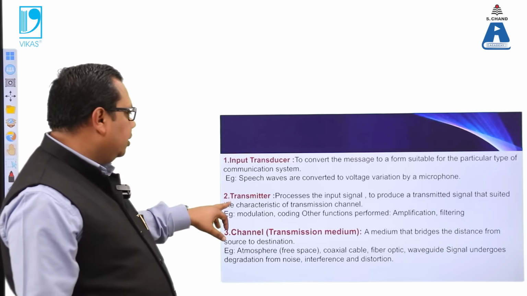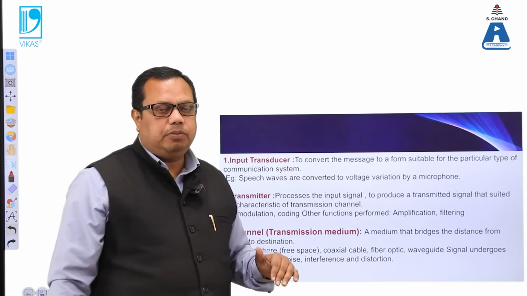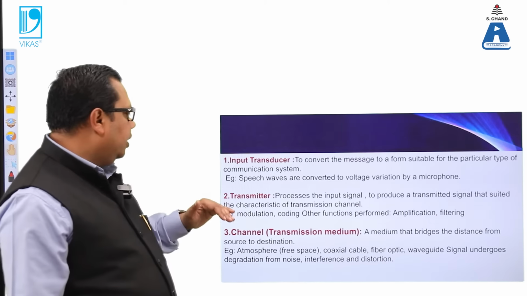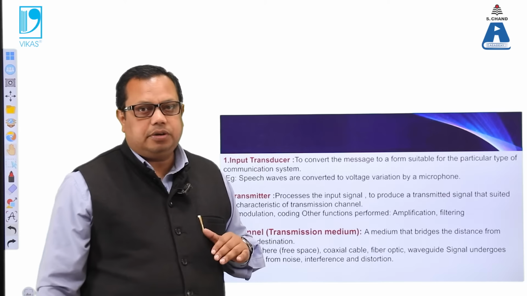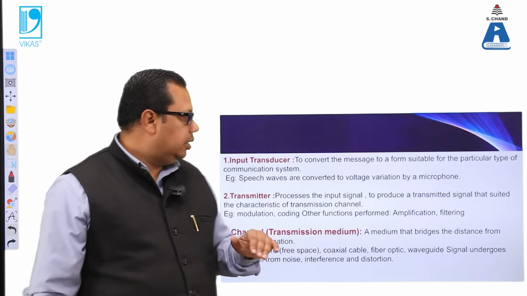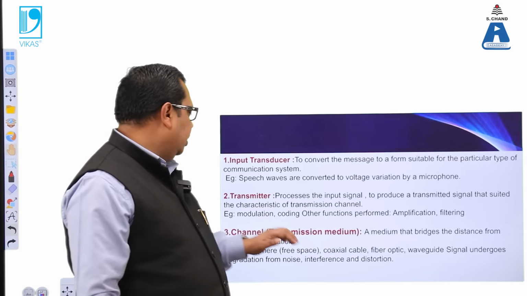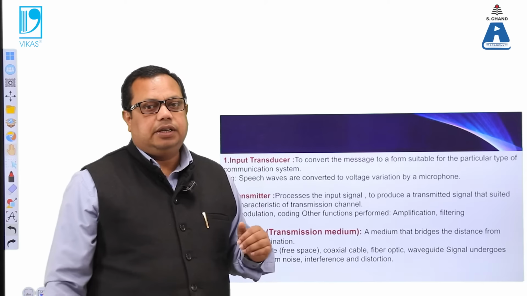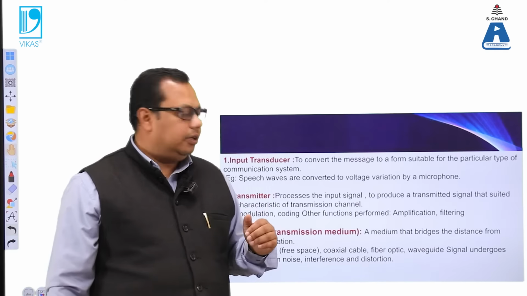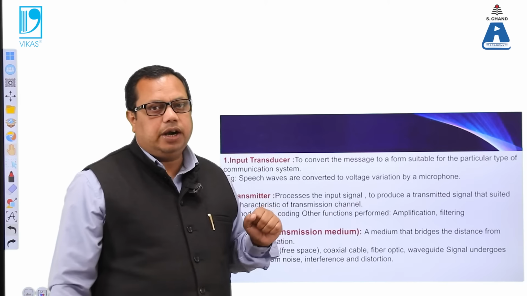Then we have a transmitter. The transmitter processes the input, and then we get the desired output. For example, modulation, oscillation, amplification. These are some examples of what can be done with a transmitter; it will generally modulate the signal if required.